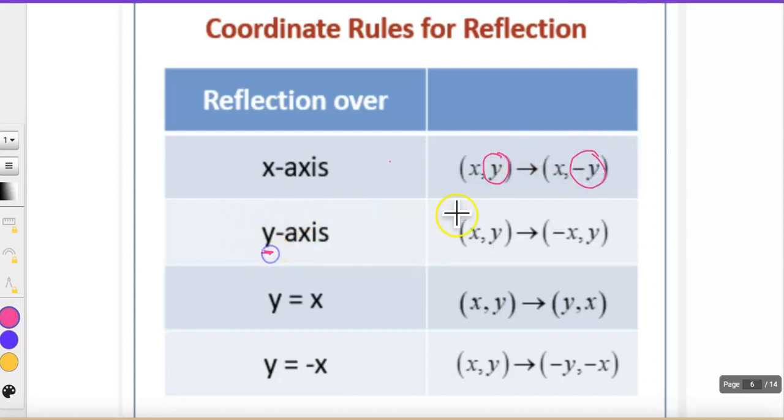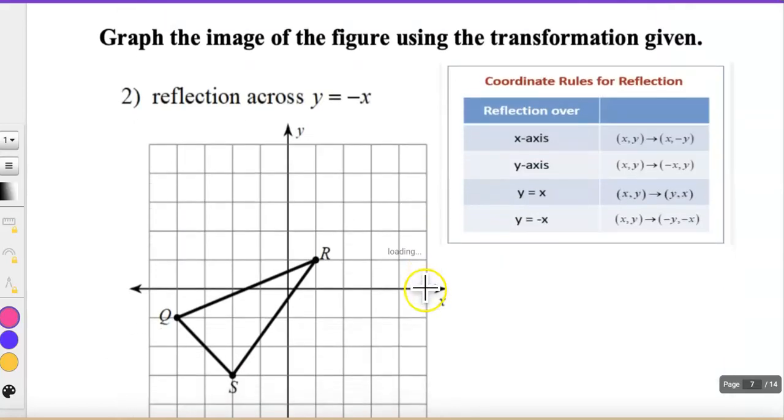When it is the y-axis, this means what? X changes its sign. For y equals x, what happens is x and y switch places. Y comes over here, x goes over here, you can see over here. What about y equals negative x? It's simple. These switch places and they will change the sign. It's quite clear to you. Alright, so let's proceed to the next slide.